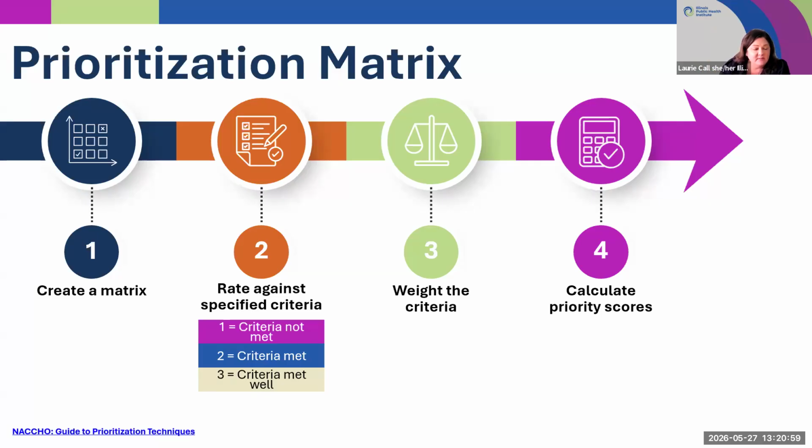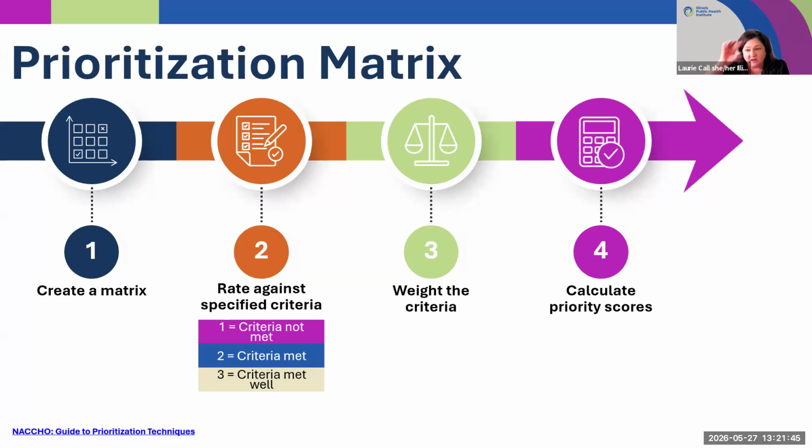It might be something as simple as this scale you see on the screen here of 1 is criteria is not met, 2, the criteria is met, and 3, the criteria is met very well or extremely well. You could also use a high, medium, or low, something that is meaningful to you and your community and that everyone understands how you're using that scale is really important. So you're going to weight the criteria by multiplying the rating with the weight of the criteria in each cell of the matrix. And if the criteria have an equal level of importance, this step can be skipped.